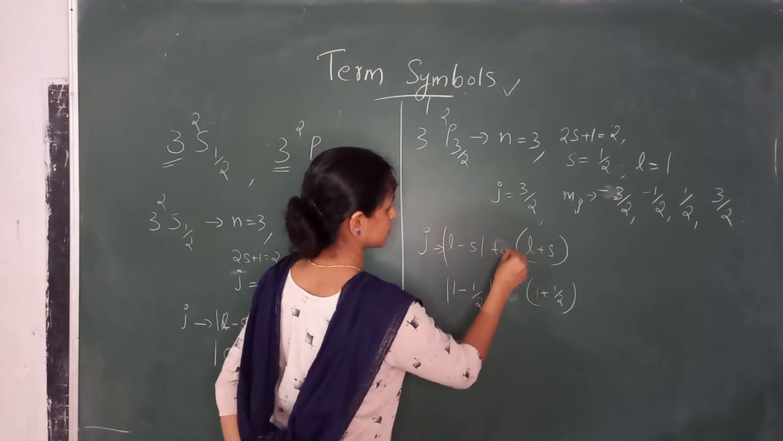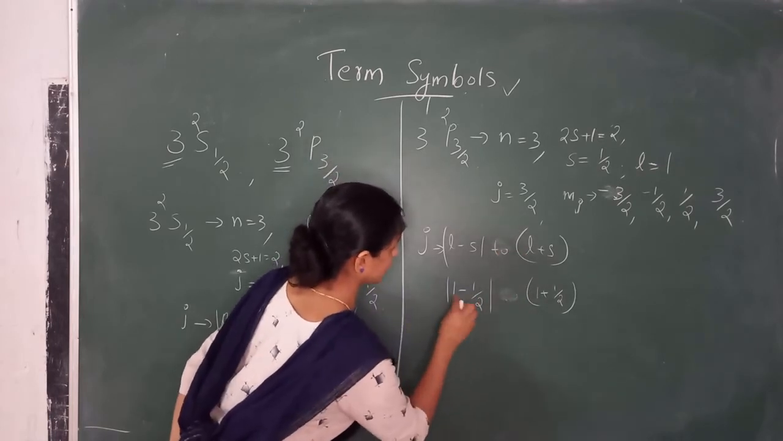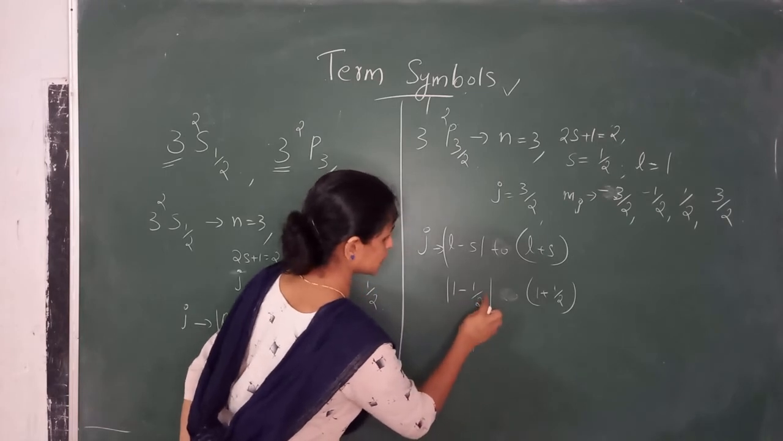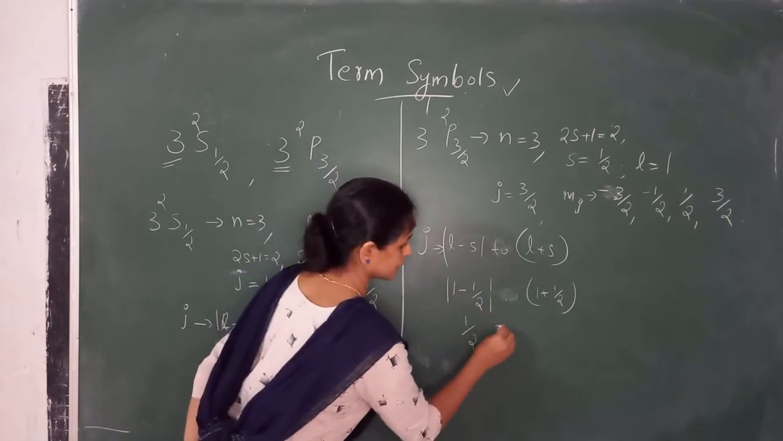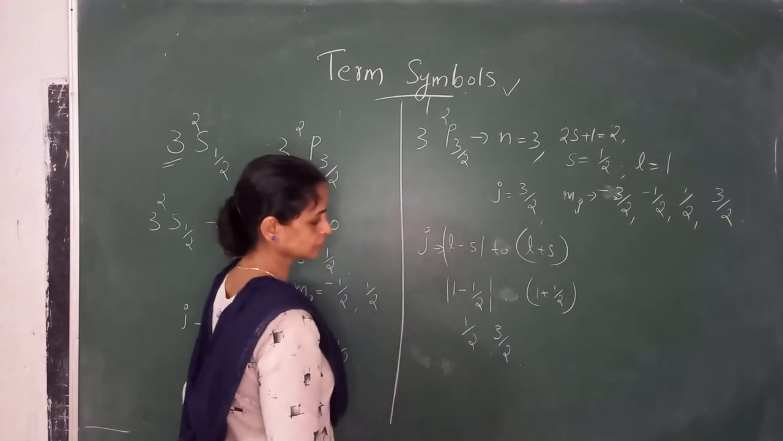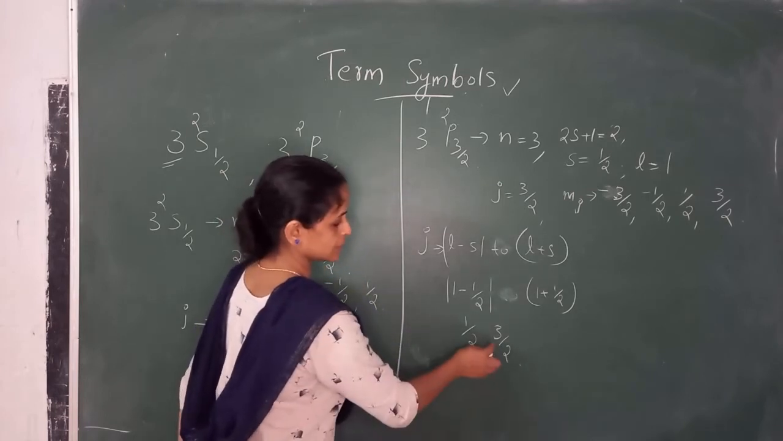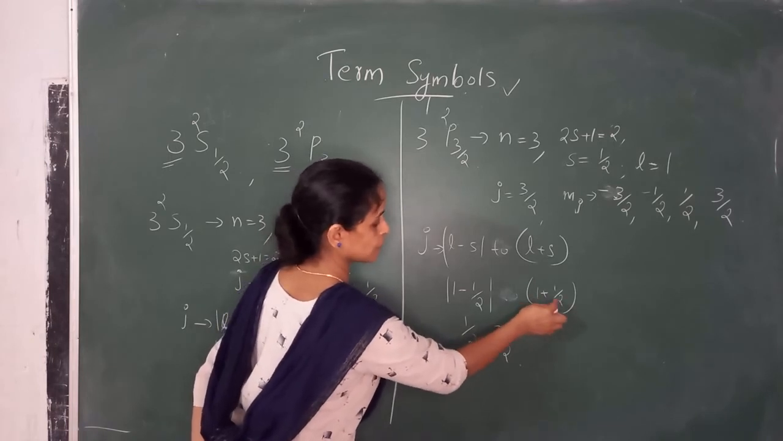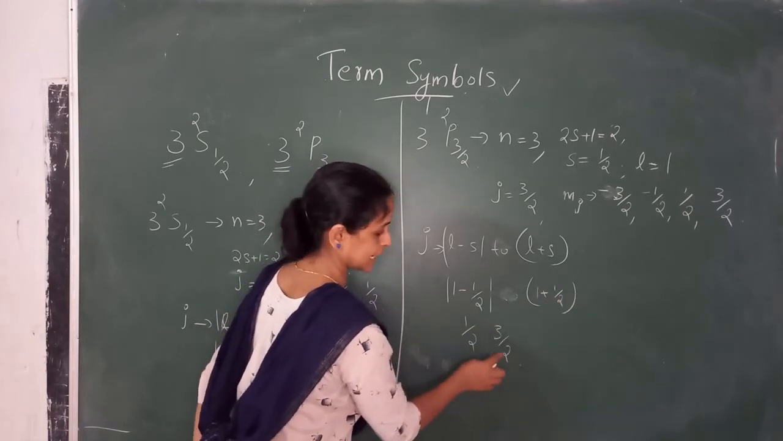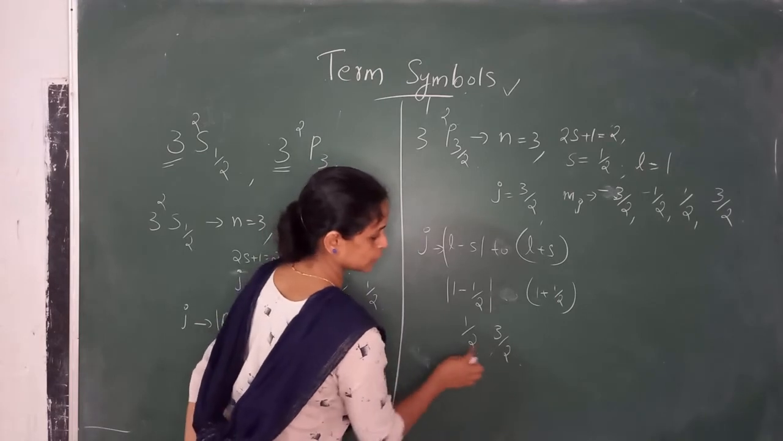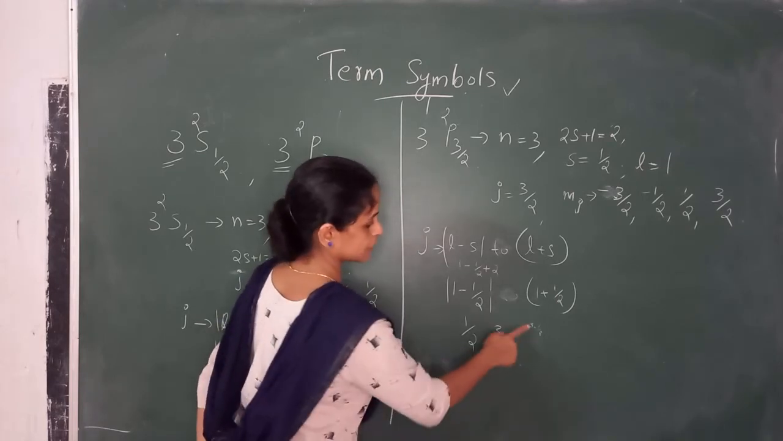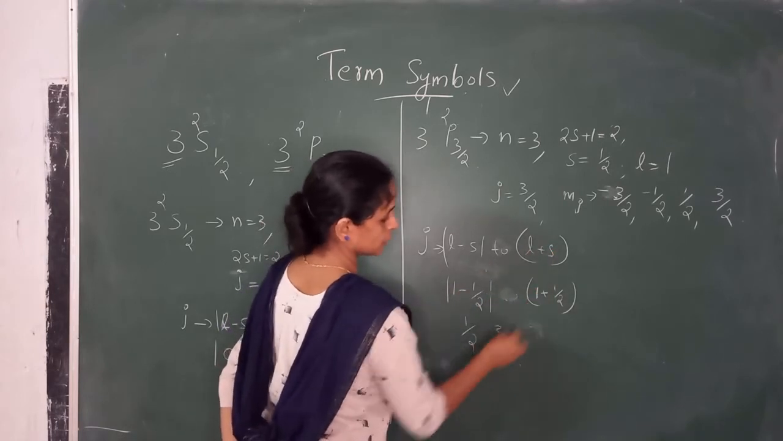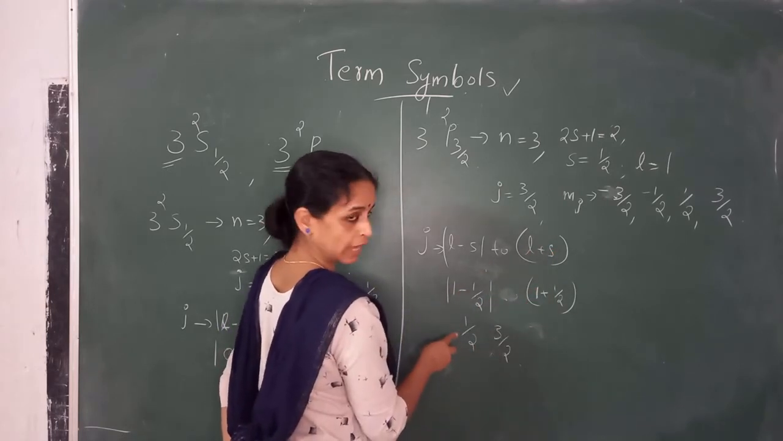From L minus S to L plus S: here 1 minus 1 by 2 means 1 by 2, then 1 minus 1 by 2 plus 1 plus half, that is 3 by 2. Here also L plus S means 1 plus half, that is again 3 by 2. So only two possibilities will be there. The maximum value is up to L plus S, so L plus S is also given by 3 by 2. So only two values will be there.